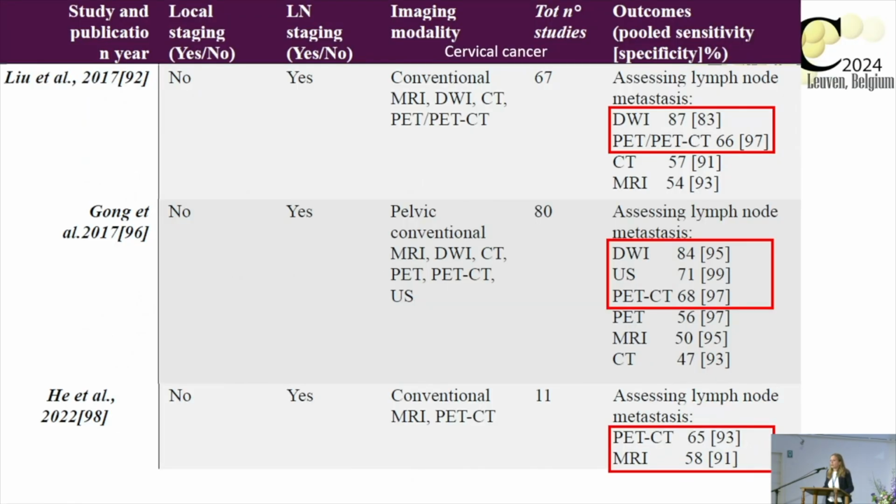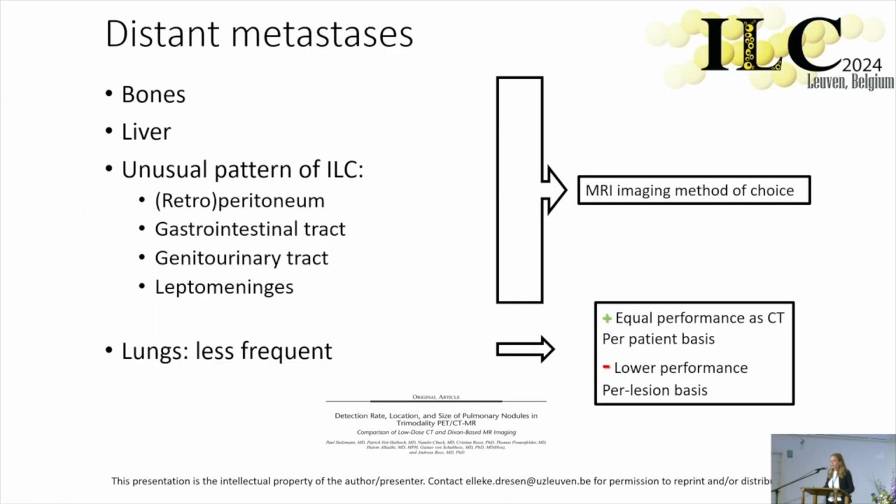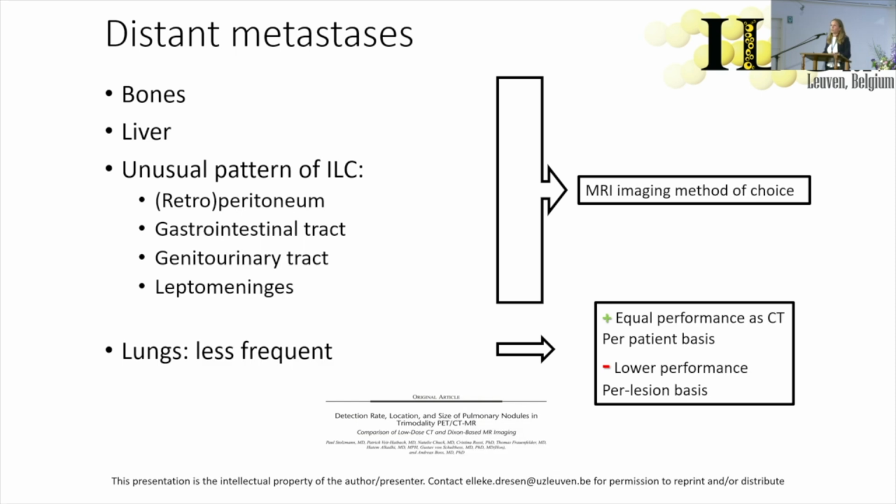Here's another review about several studies that have been performed in cervical cancer, for example, and there are a little bit varying results. Lymph nodes remain a little bit of a difficult issue for radiologists, but hopefully we will get better and better at it. So for the distant metastases, we know that for the evaluation of bones and livers, MRI is the imaging technique of choice to do optimal evaluation.